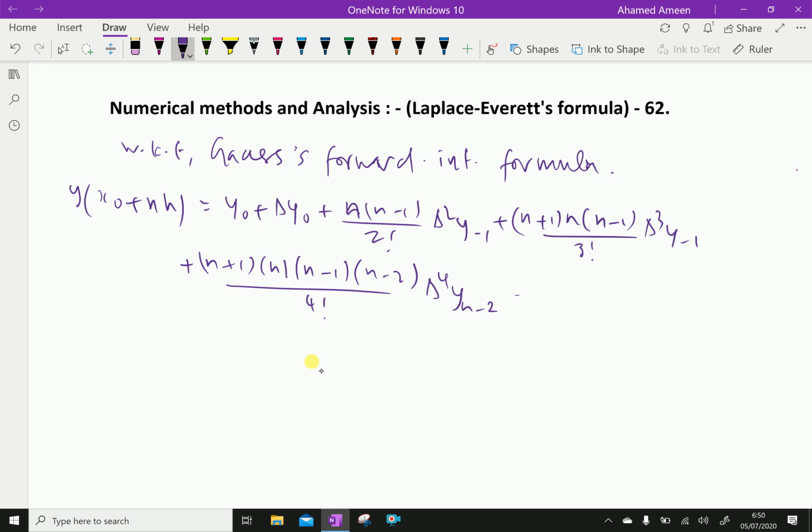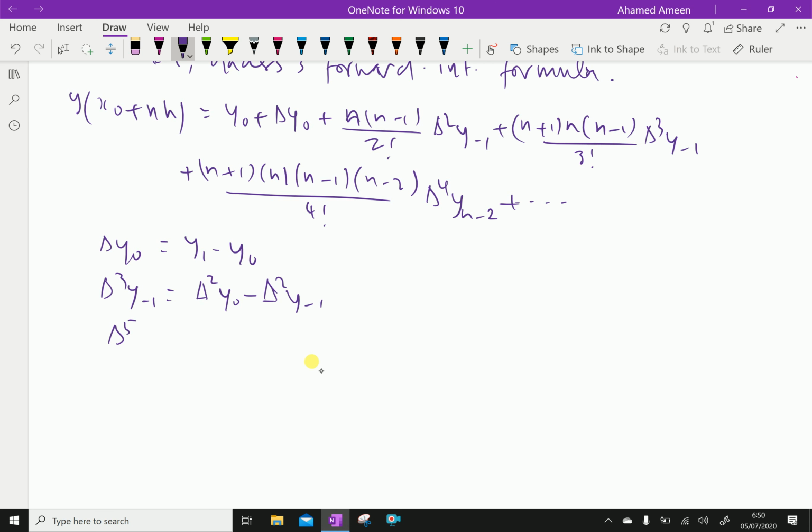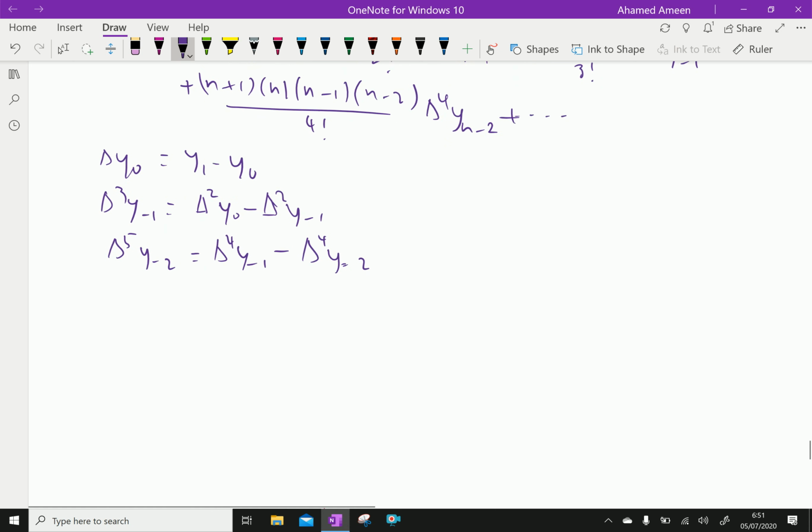Now let us continue. From that we know that delta y0 equals y1 minus y0, delta cube y of minus 1 equals delta square y0 minus delta square y of minus 1, delta power 5 y of minus 2 equals delta 4 y of minus 1 minus delta 4 y of minus 2. Now we established already this.